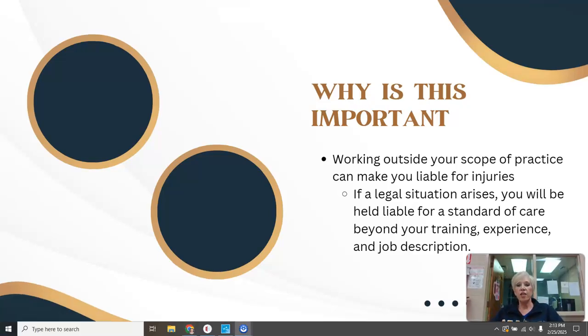But for patients, it could cause injuries. So working outside your scope of practice can make you liable if there are any injuries that happen. So if a legal situation were to arise, you could be held liable for a standard of care beyond your training, experience, and job expertise. And held liable means they can sue you, and you would have to pay money.